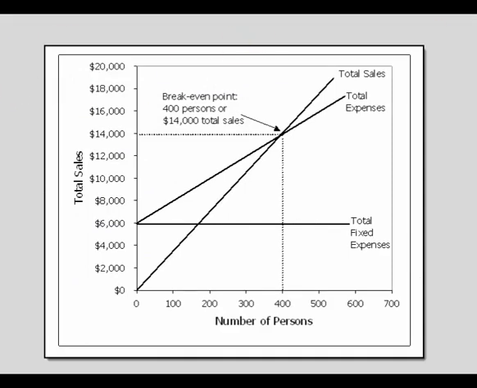Okay, so now you see the graph on the screen, and what you have is the total sales line starts at the intercept and slopes upward. Total expenses start at the fixed cost point, right? Fixed costs don't change, but then we've got a variable component that is going to rise, and eventually total sales and total expenses will meet. That's the break-even point, or 400 persons, $14,000. This area in here represents profit. This area in here represents loss.